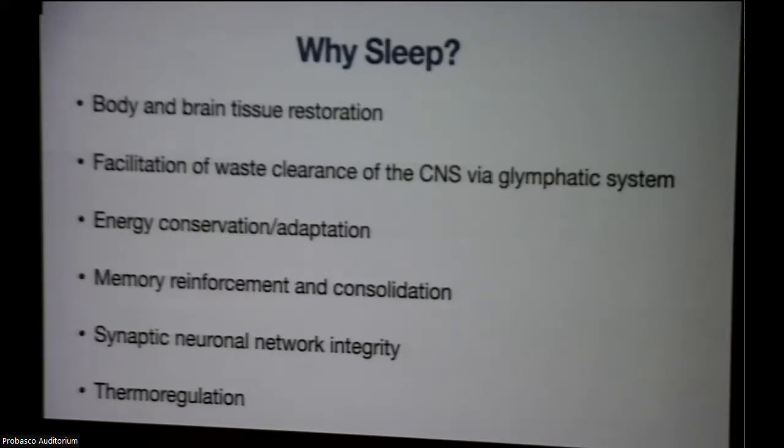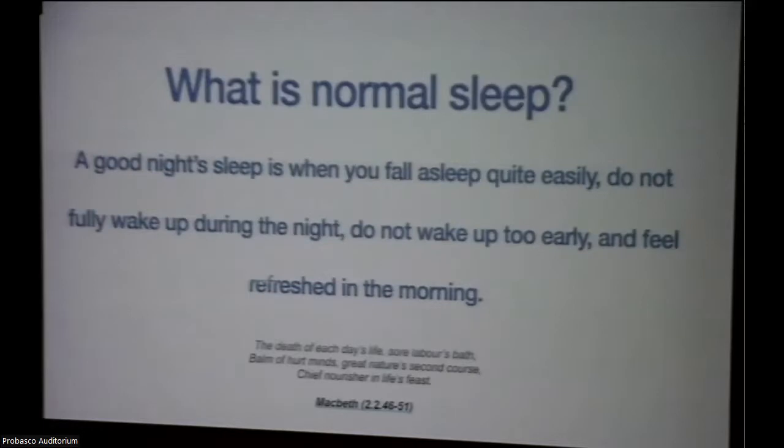And also sleep is tightly involved in thermoregulation. So that is why we sleep. So normal sleep, essentially, anything that deviates from that is not supposed to be normal. But a good night's sleep is when you fall asleep easily, you do not fully wake up during the night, you do not wake up too early, and you feel refreshed. Simple. So if any of those things are happening, there's an issue that you need to try to investigate.